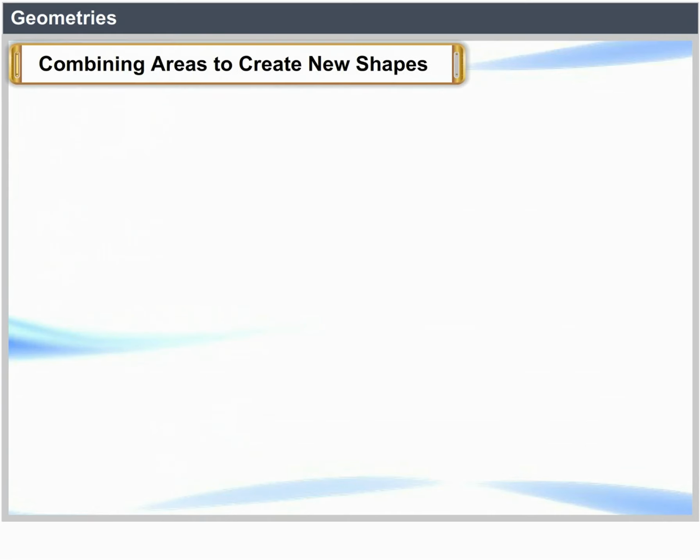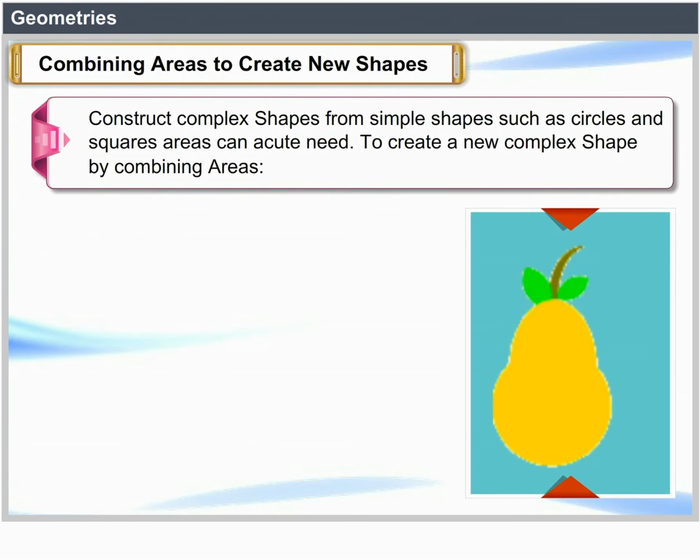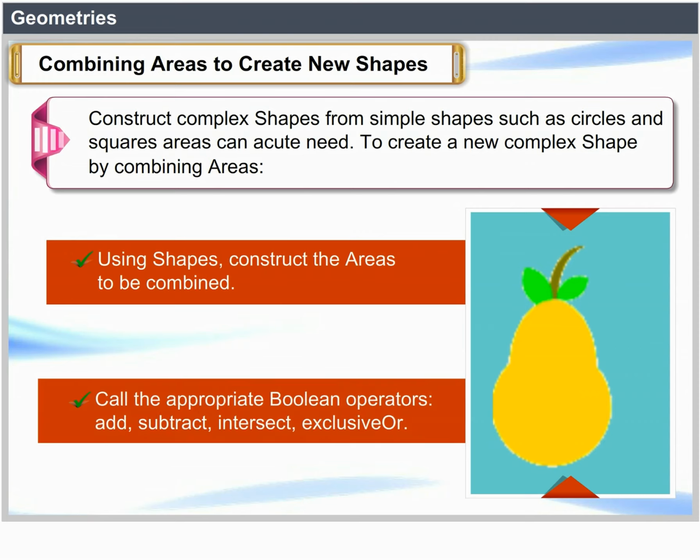Combining areas to create new shapes. Construct complex shapes from simple shapes such as circles and squares. Area can be used to create a new complex shape by combining areas. Using shapes, construct the areas to be combined. Call the appropriate Boolean operators: add, subtract, intersect, and exclusive OR.